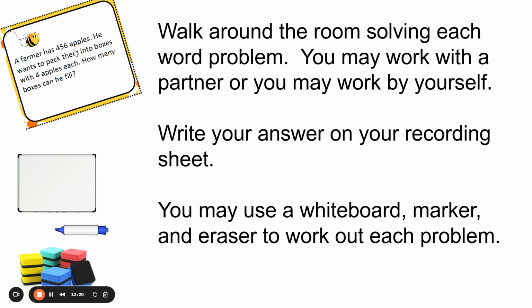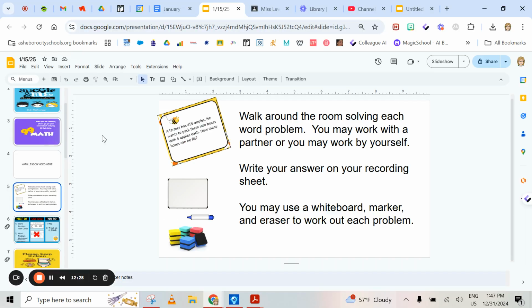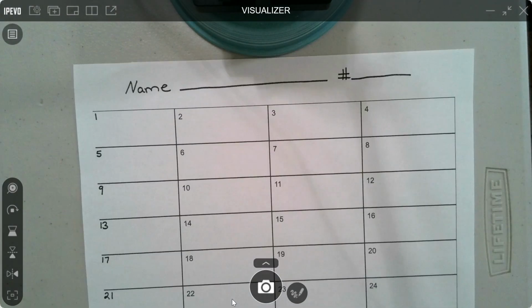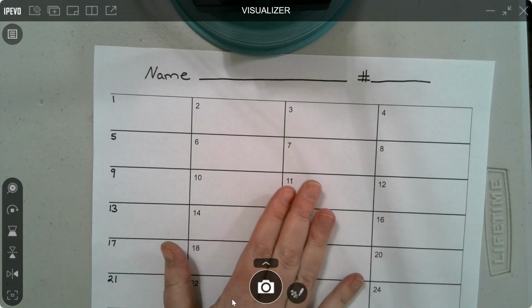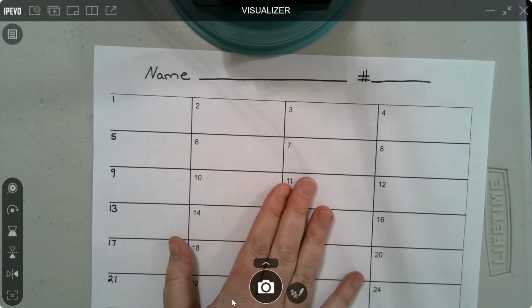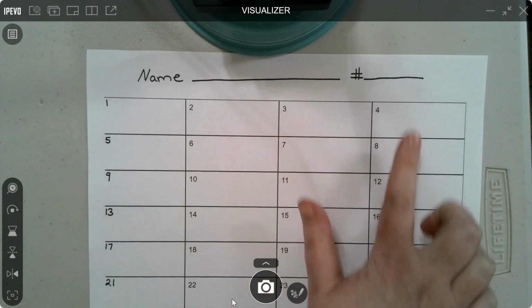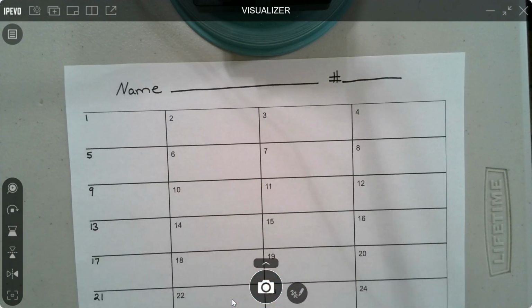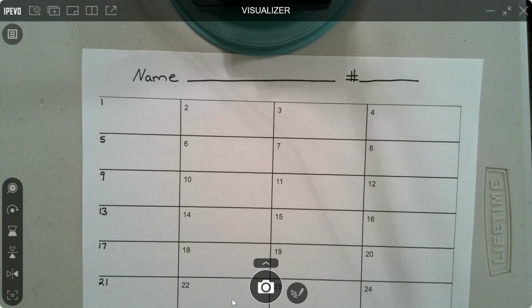Now, remember what I said? You can use your whiteboard marker and eraser to work out each problem. When I get done giving the directions and Miss Martinez says to go, you may use a whiteboard marker and eraser to work out each problem. But I don't want you to use a marker on your recording sheet here. Use a pencil. So make sure you travel with a pencil as well. But you're going to put the answer on this recording sheet. Now, Miss Martinez will have the answer sheet. So when you get done, show it to her and she will check over your work.